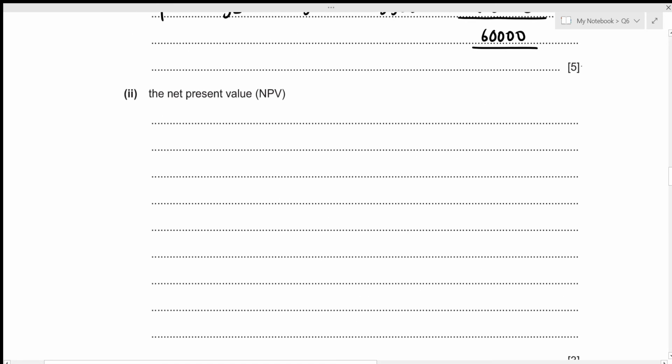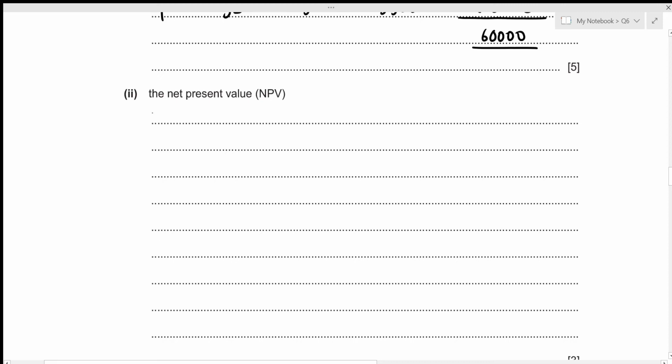For the second part, we are required to figure out the net present value. For net present value, we just need to record our inflows and outflows and then figure out the net cash flow and multiply it with the discounting factor in order to figure out our net present value for each year. Then we just add those net present values in order to figure out the total net present value.